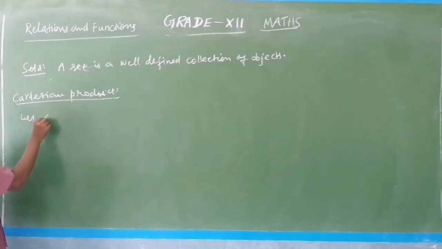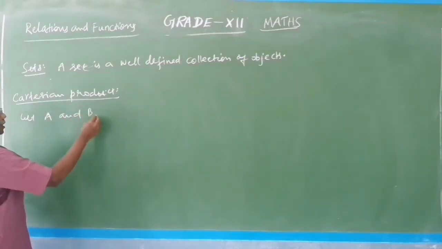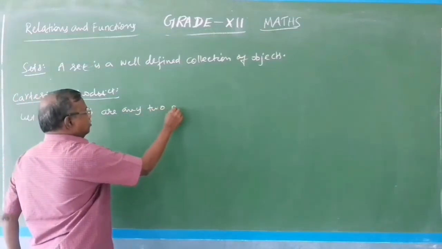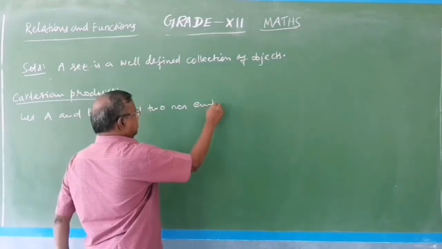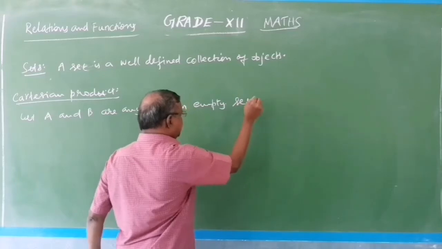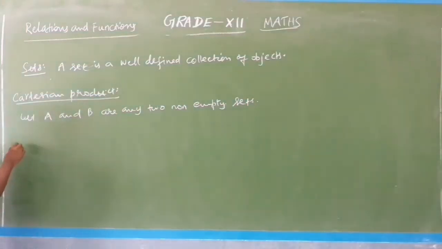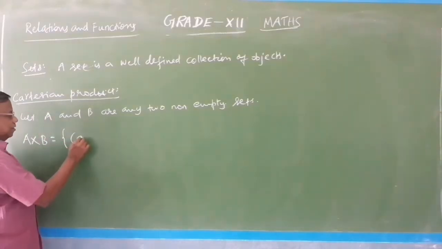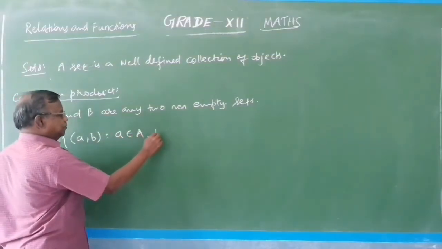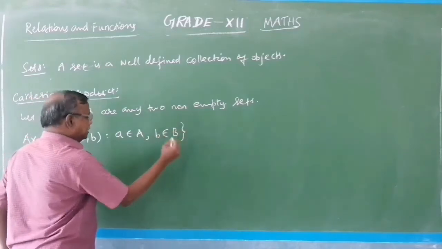Let A and B be any two non-empty sets. The Cartesian product is given by A cross B, which is the set of all ordered pairs (a, b) from A and B, such that a belongs to A and b belongs to B. So it is a Cartesian product.